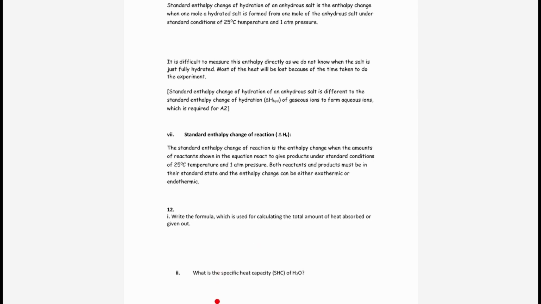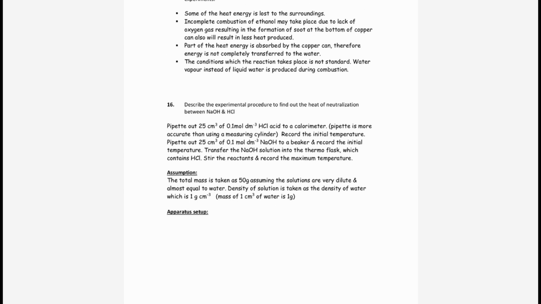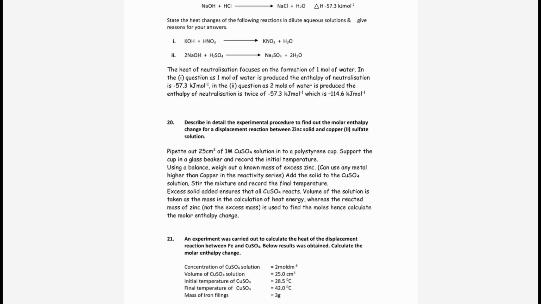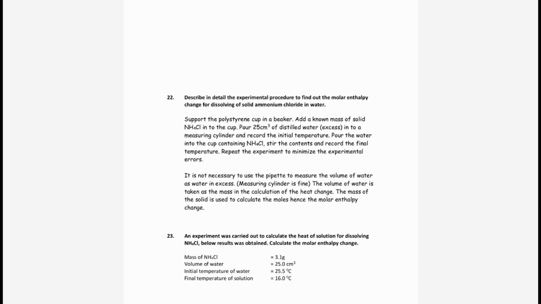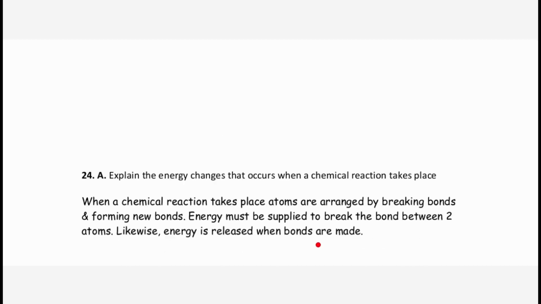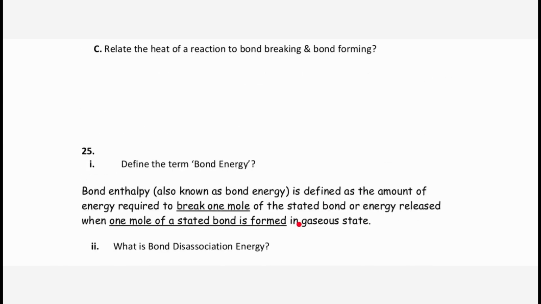Definitions of various enthalpy terms: enthalpy of atomization, combustion, neutralization, enthalpy of solution, likewise. I mainly explained the difference between the enthalpy of dissociation and atomization, and also various experiments to find these enthalpy changes. And then I gave an introduction to how these enthalpy changes are found with respect to bond enthalpies, with respect to the energy required to break the bonds and the energy released when the bonds are made.